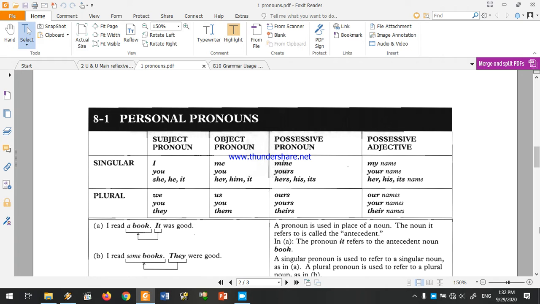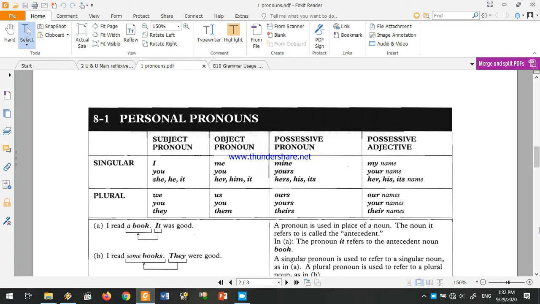The real difference between these two types of pronouns is that subject pronouns can be used instead of subjects, whereas object pronouns are used instead of objects. Next, we talked about possessive pronouns and possessive adjectives. Basically, they're very similar. However, with possessive adjectives, we must add a noun after the possessive adjective. For example, my name. We cannot just say my and stop. We say my name, your name, his, her, its name, etc.